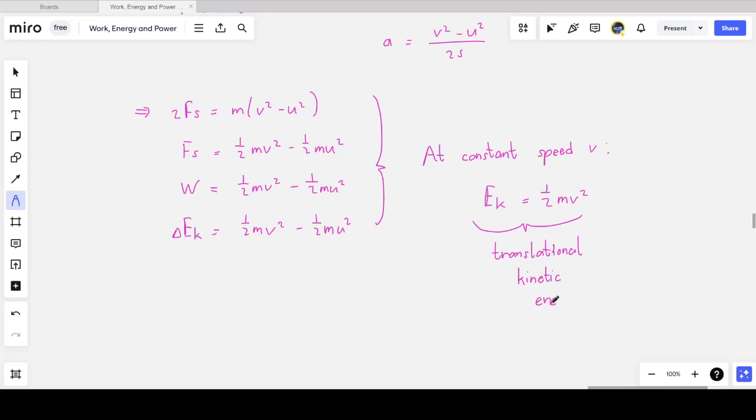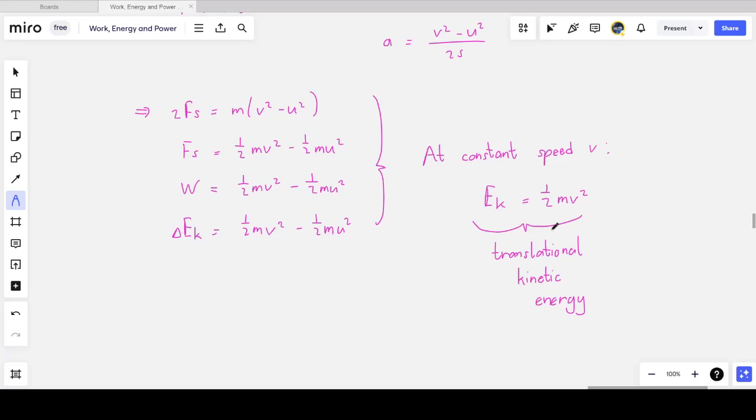We also get rotational kinetic energy, which we're not going to study just yet, but that's for an object that is in rotation. But this is basically, we just call it kinetic energy, by the way, but it's actually translational kinetic energy. So at a constant speed v, the kinetic energy of an object is half multiplied by the mass times the speed squared. So as the speed increases, the kinetic energy increases exponentially. You double the speed, you quadruple the kinetic energy, and so on.